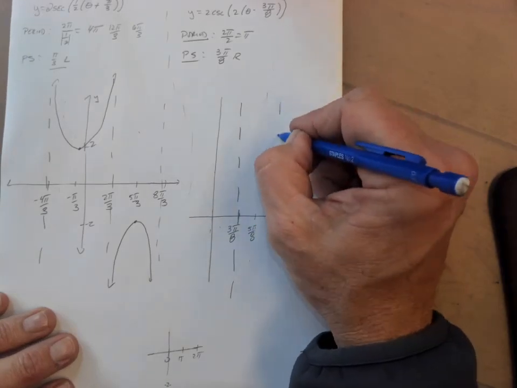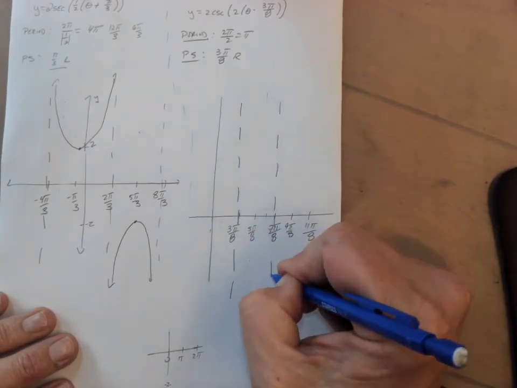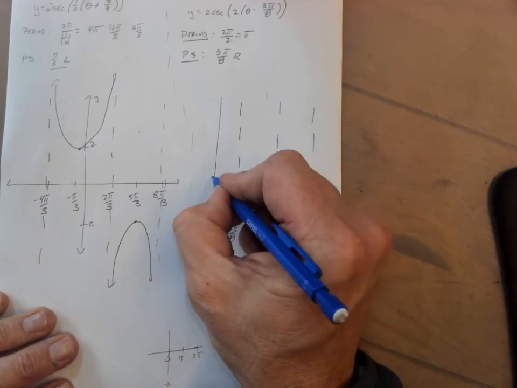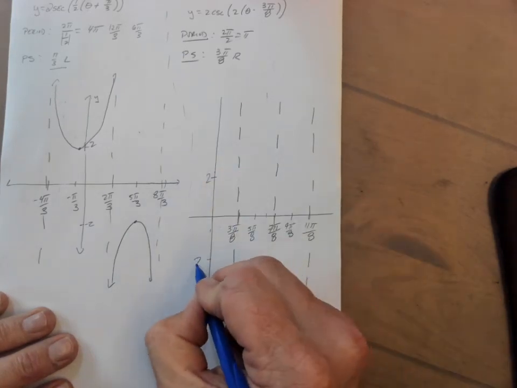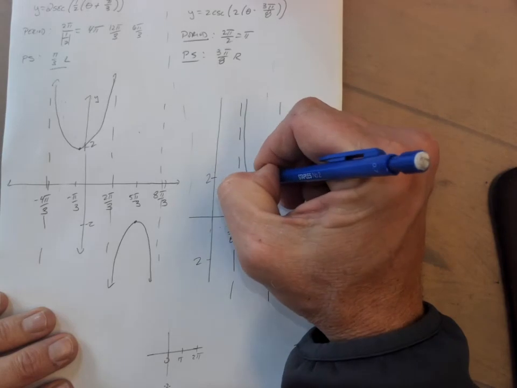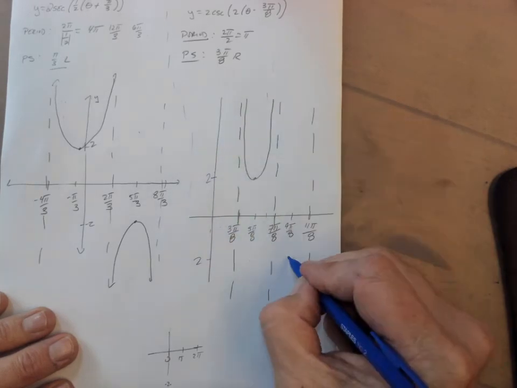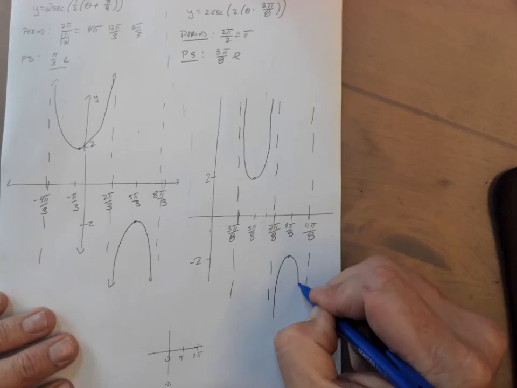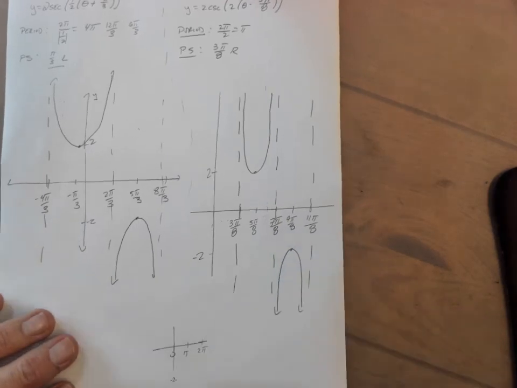Okay, we put in our asymptotes. Again, our A value is 2. Hit that at that midpoint. Oh, that should be negative 2. And then at that midpoint.